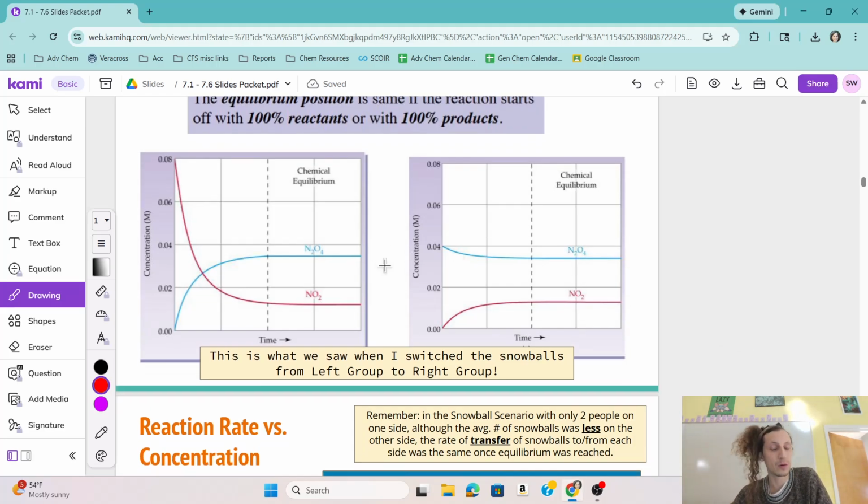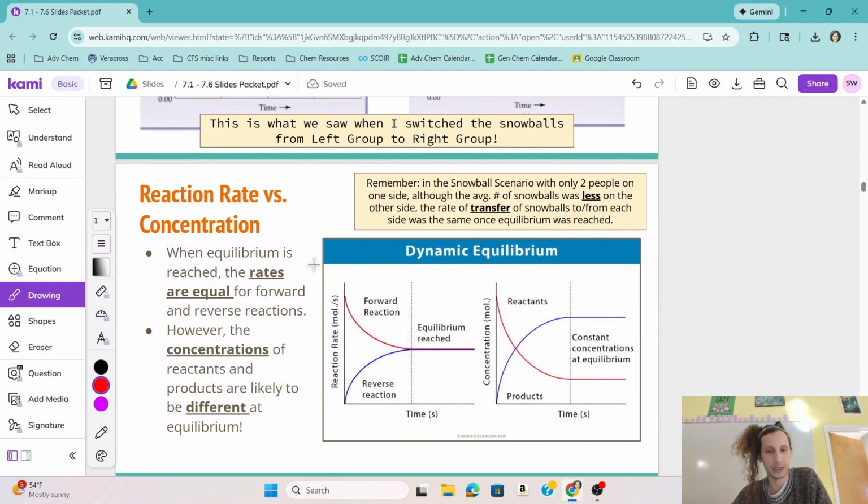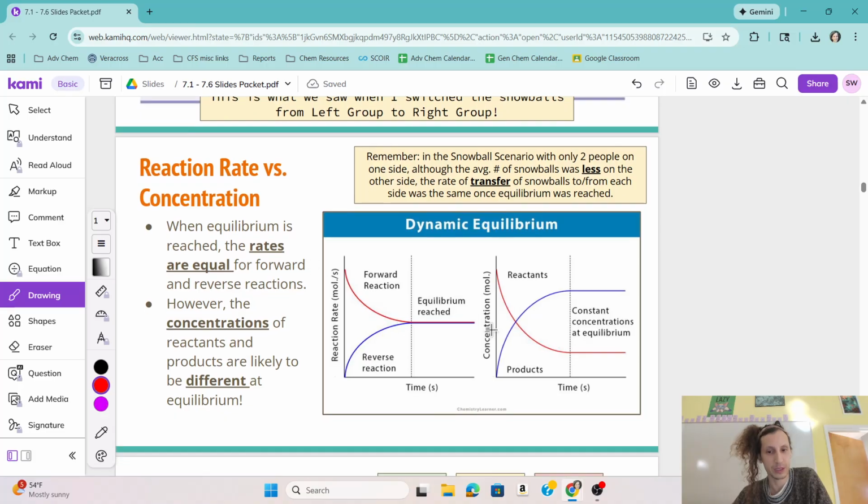They're not identical, but they have just stopped changing. However, when we talk about the reaction rate, this is a very important distinction. So I've got these two graphs right here. The one on the right is what we were doing, concentration in terms of moles per liter, where the concentrations eventually stop changing, but they are not necessarily equal to one another.